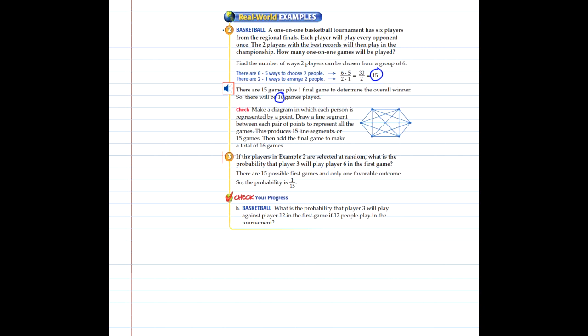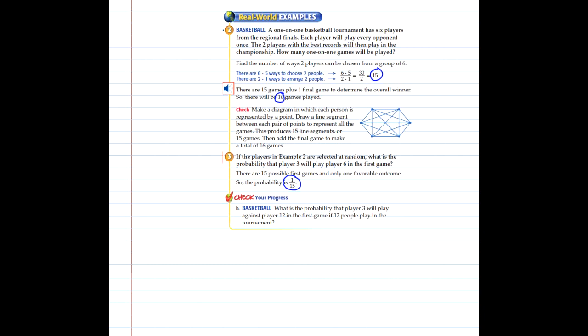If the players in example 2 are selected at random, what is the probability that player 3 will play player 6 in the first game? Well, 15 possible outcomes, only one favorable outcome. The probability of 3 playing 6 in the first game is 1 in 15.